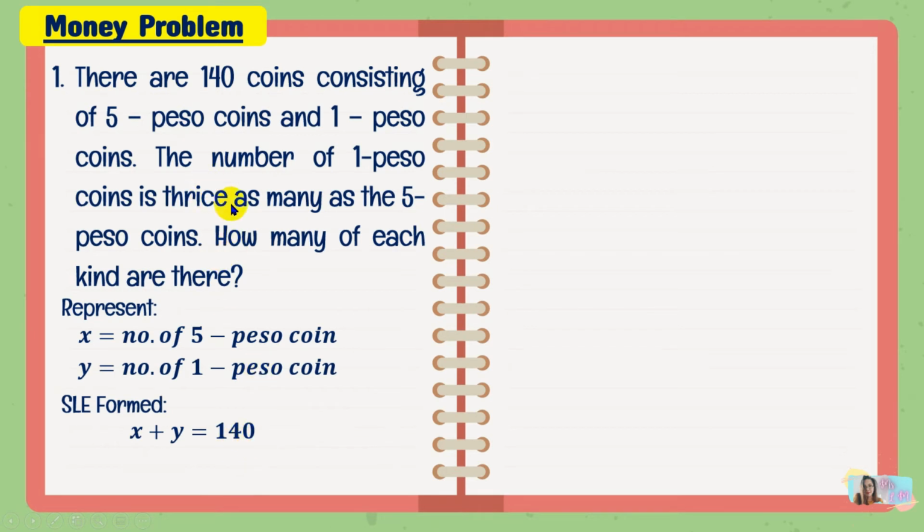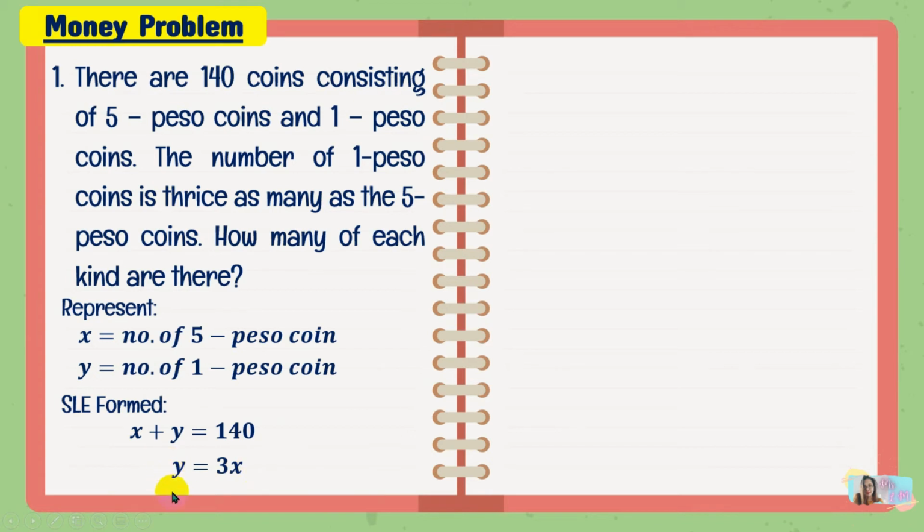And then, from the second statement, the number of 1 peso coins is thrice as many. So, our 1 peso coin is represented by y. Pag nakabasa tayo ng is, equal po yun. And when we say thrice, we multiply that by 3. So, ito po yung mafo-form natin na system of linear equations from our problem.